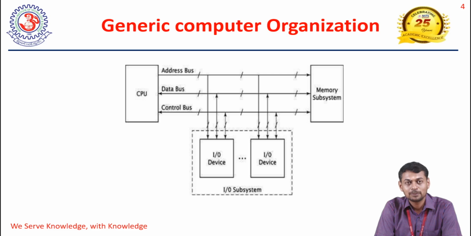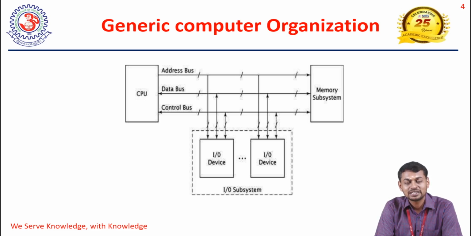So that's why you are able to see that it is unidirectional. It can only travel from the processor to the memory. Second one, the data bus. It can be seen as bidirectional, so data can be fetched from the memory and also stored back into the memory.